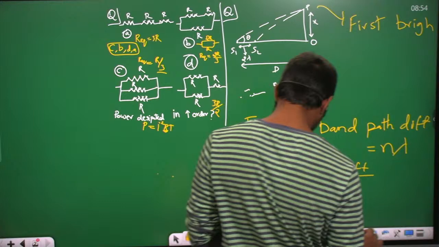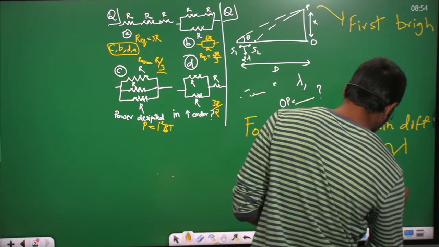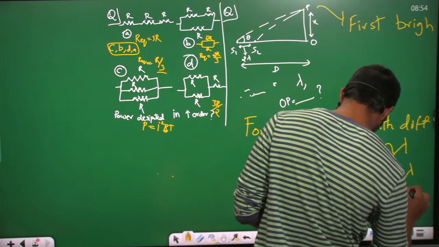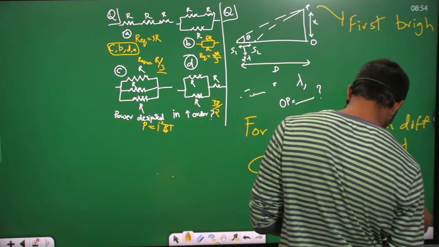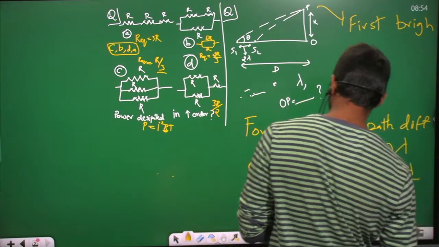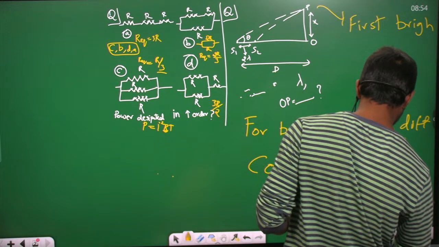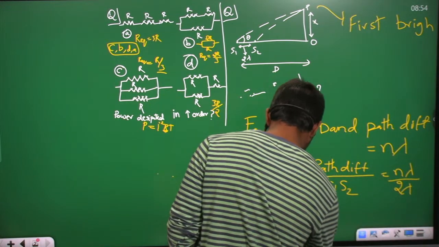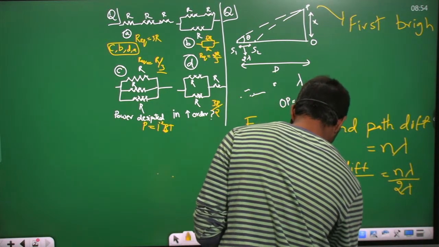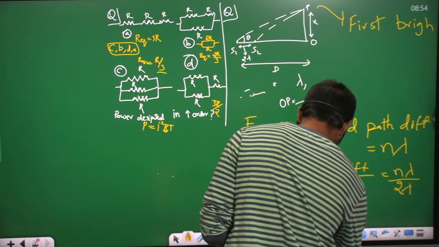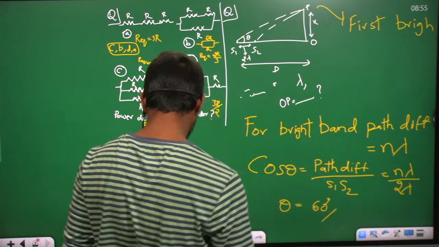Which is nothing but n lambda by 2 lambda. Here it is 2 lambda. So theta will be 60 degrees. Cos half.